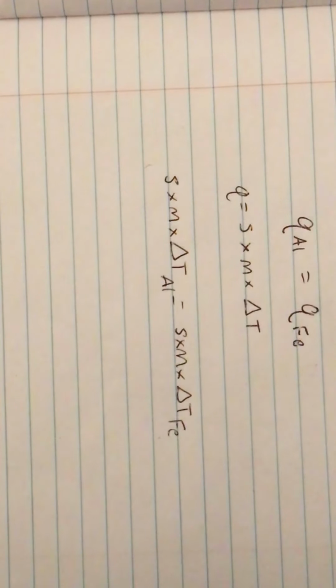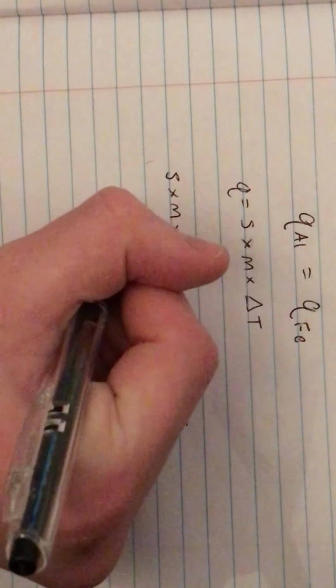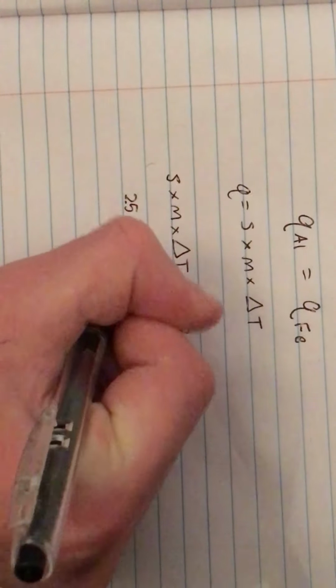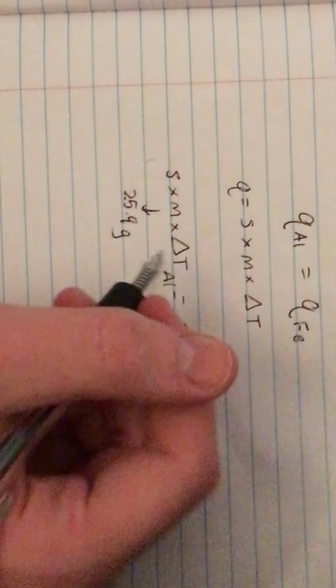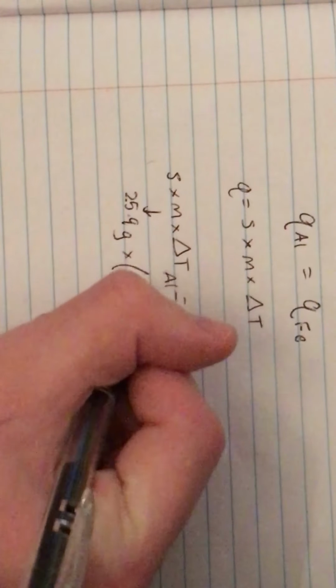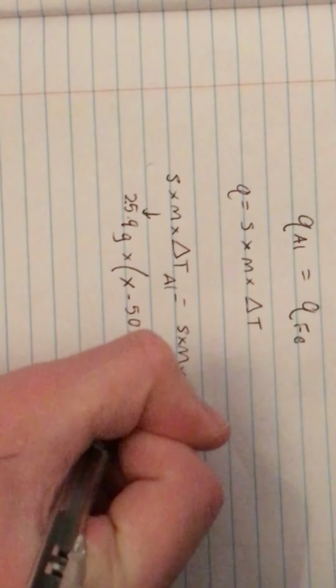All right? So now if you go to the very top of the problem, if you scroll all the way at the top, it's going to give you some information that we need to solve this problem. So for my example, it says that the grams for aluminum is going to be 25.9. All right, so we got our M. It says the temperature is going to be 50.9 for aluminum. All right, so we're going to make that X minus 50.9, and I'll tell you about that in just a second.